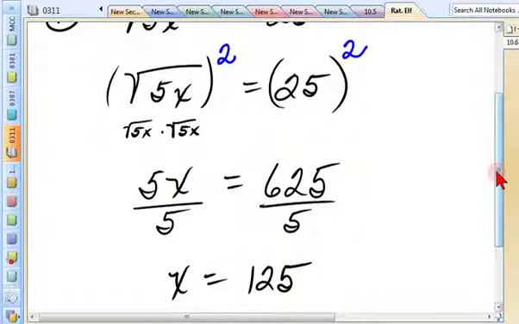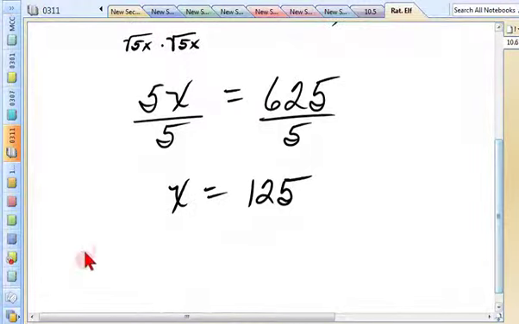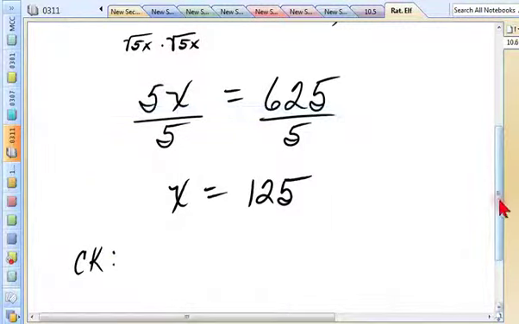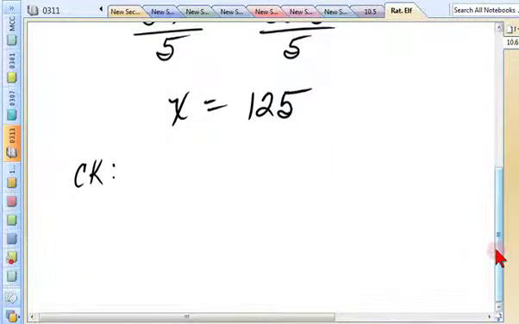So I squared both sides. Everything looks good. Now, you need to check it. You really do need to check it. It's not a matter of just, if I put this in there, will I get a negative radicand? Other things can happen. So I always check them.